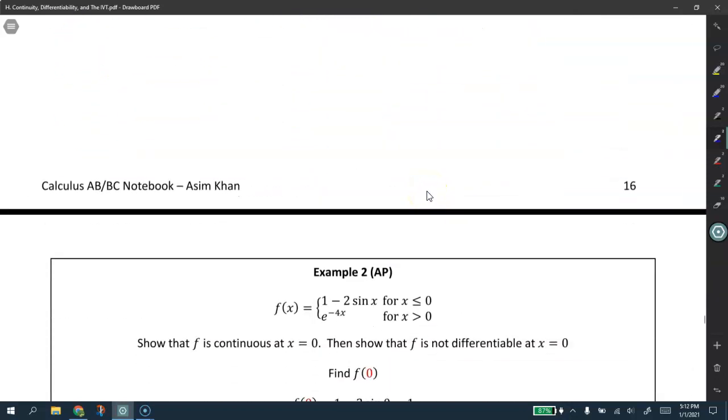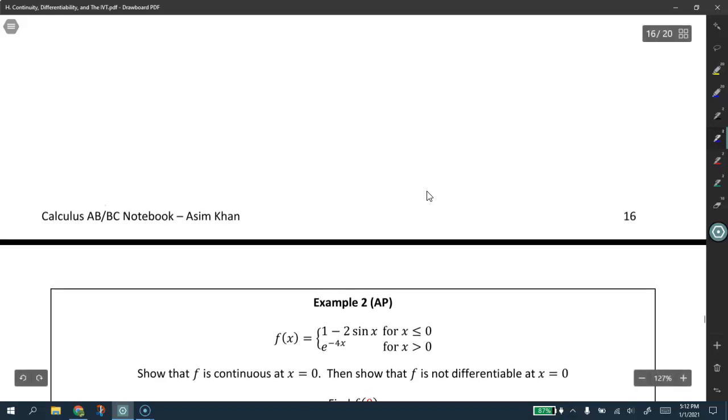All right, if you want, you can pause this video and go ahead and try this by yourself. The question says that you have a piecewise function, and these are all from the AP exam basically. So you have a piecewise function here. What you need to do is, number one, show that f is continuous at x equals 0. And then number two, show that f is not differentiable at x equals 0.